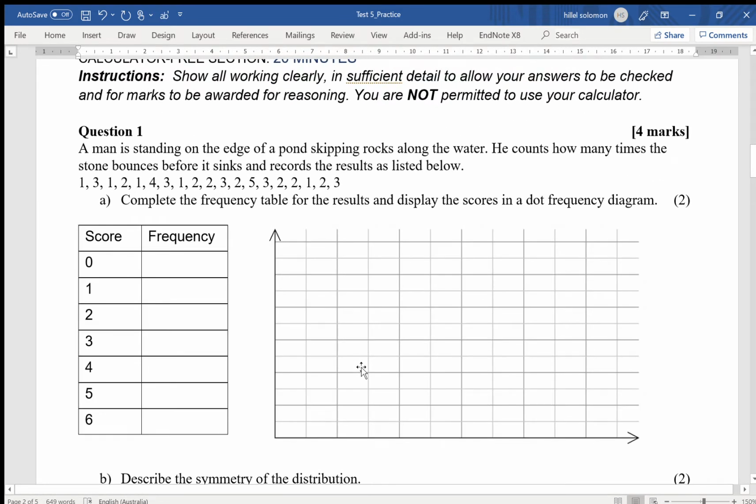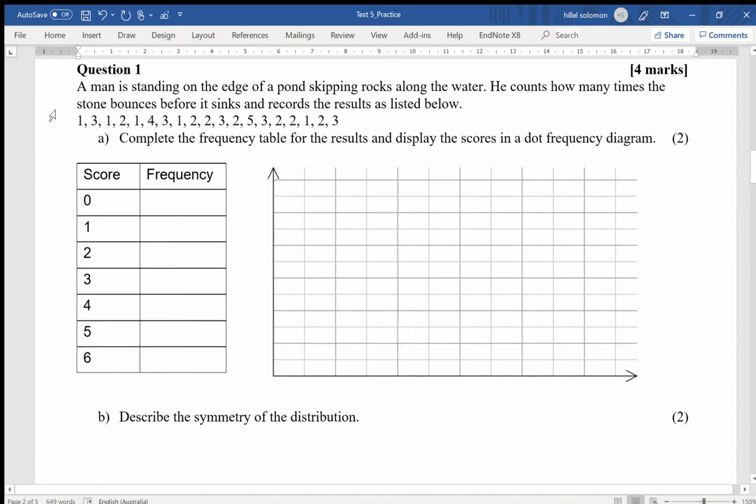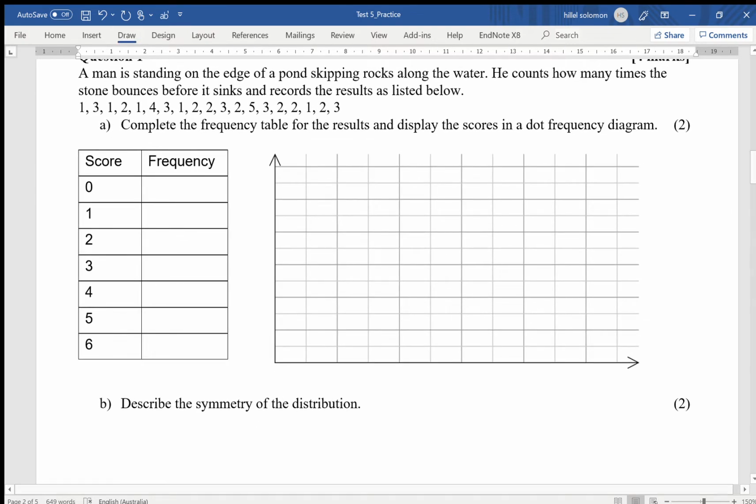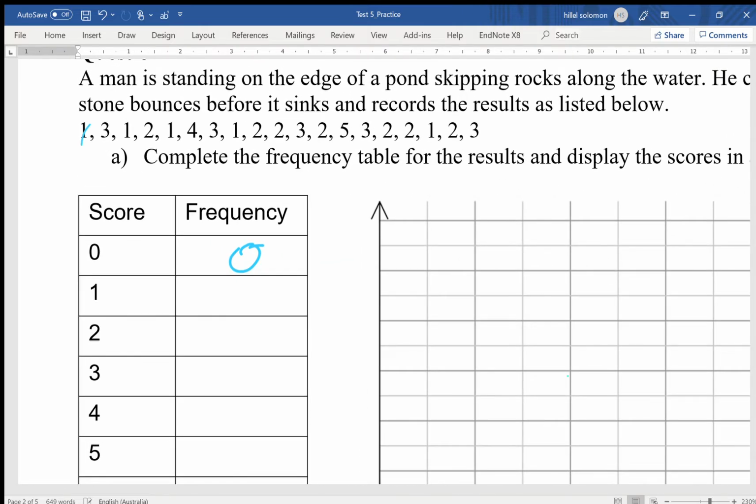All right, let's do this. Score of 0. What's the frequency of that? How many times does that come up? I'm going to scan across and see it doesn't actually come up at all. So it has a frequency of 0. How many times does a score of 1 come up? Well, let's cross it off as we go so we don't make any mistakes. And we're going to get 1, 2, 3, 4, 5.